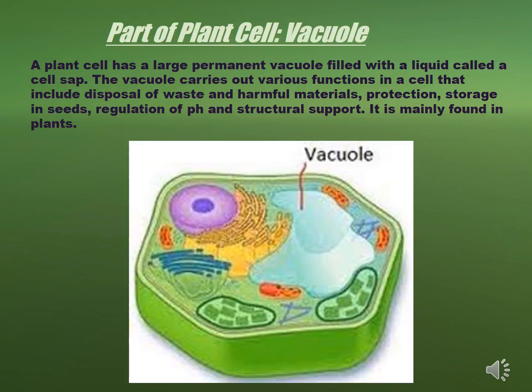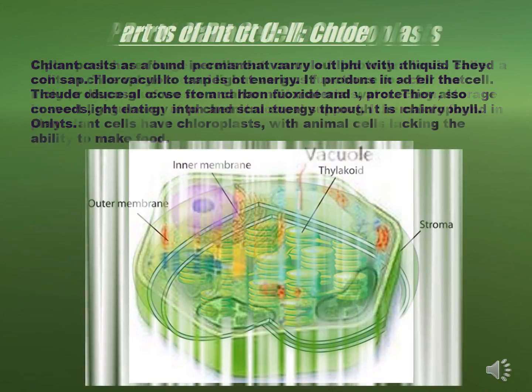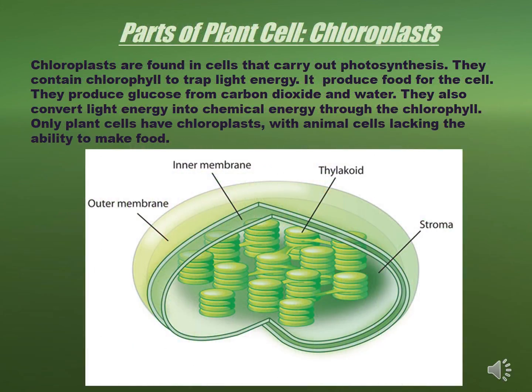Part of plant cell. Chloroplasts. Chloroplasts are found in cells that carry out photosynthesis. They contain chlorophyll to trap light energy. They produce food for the cell. They produce glucose from carbon dioxide and water. They also convert light energy into chemical energy through the chlorophyll. Only plant cells have chloroplasts, with animal cells lacking the ability to make food.